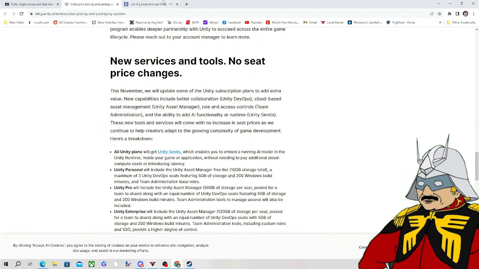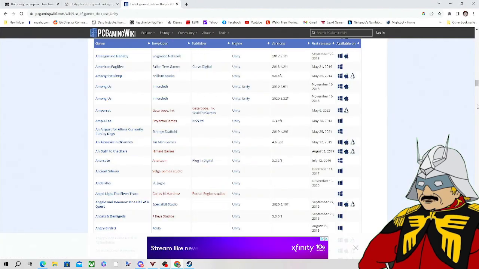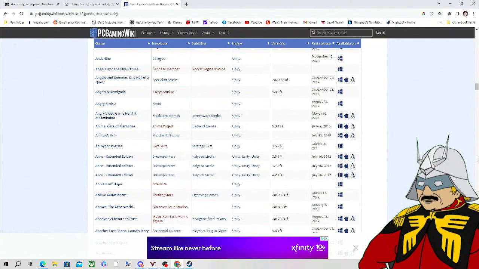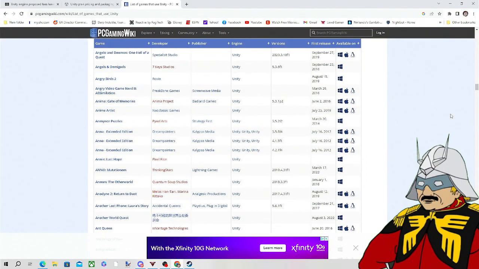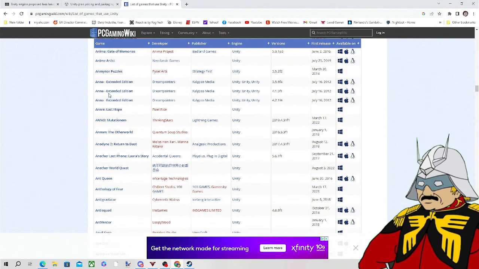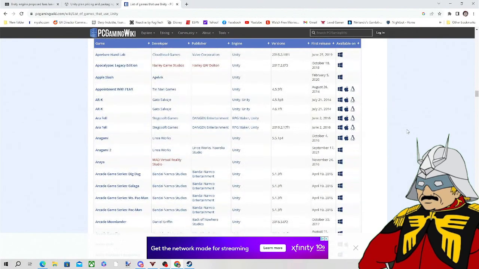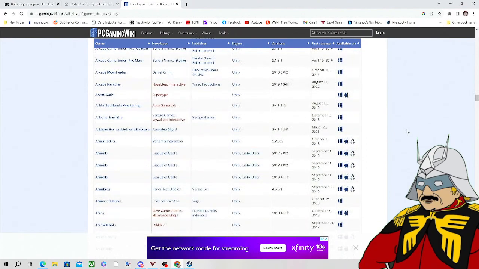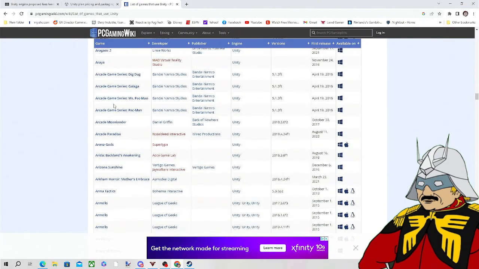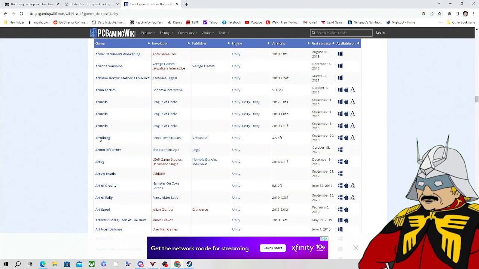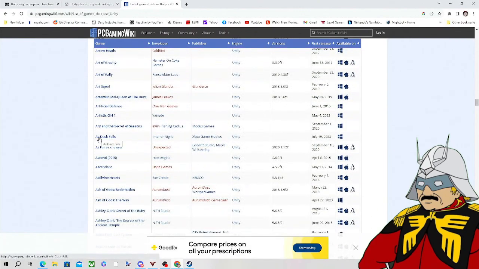I understand there's a long list of games right here that I'm looking up right now. For example, I know Angry Birds 2 uses this. I know that Anno Extended Edition actually uses this. Let's see what else also utilizes this. Arcade series Pac-Man uses this. Yes, Bandai Namco uses this engine, which a lot of people are upset about, the Unity engine.